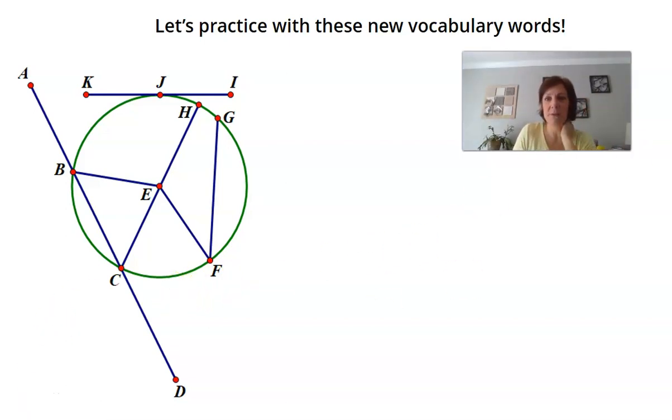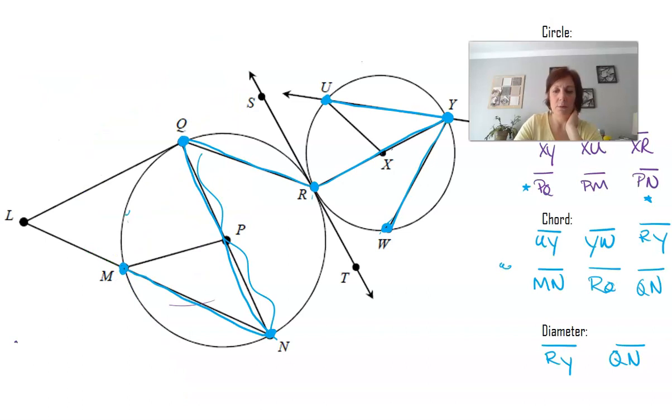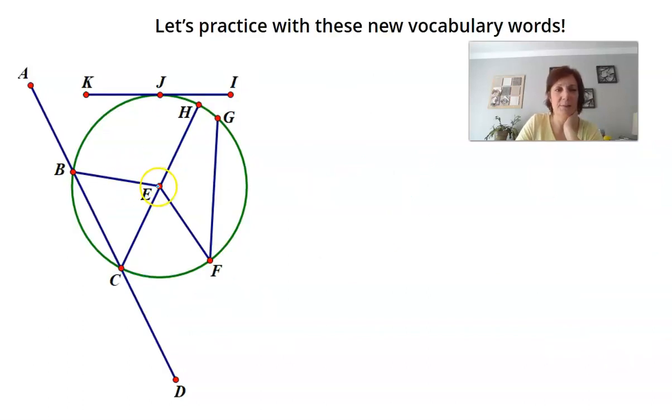All right, so first things first, we want to know what the center of this circle is, right? So if I want to know the center of the circle, I go all the way around the outside and look for the point that's right smack dab in the middle, and that would be point E, right? Whoa, point E is right in the center of my circle.